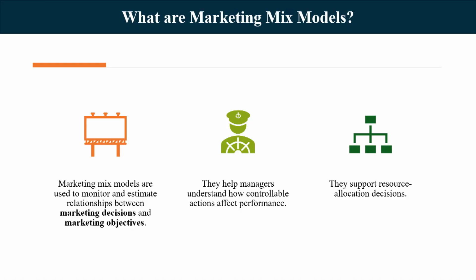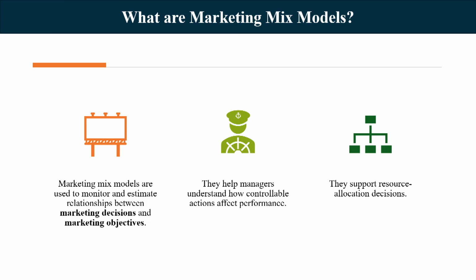First, let us try to understand what is called a marketing mix model. If I go component-wise, the marketing mix model consists of the 4 P's of marketing, that is product, price, place and promotion. Marketing mix models are used to monitor and estimate the relationship between marketing decisions and marketing objectives. So marketing decisions can be what should be the price, what should be the intensity level, what should be the product quality, what should be the promotion intensity, expenditure in terms of marketing activities. These are the marketing decisions.